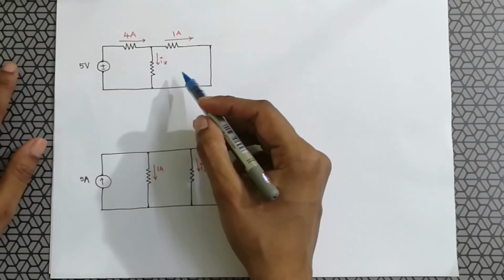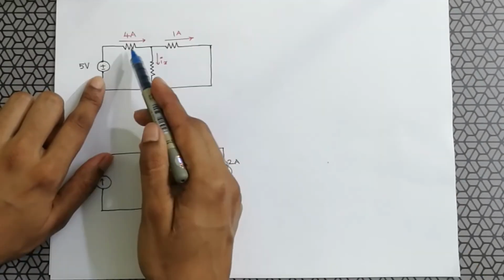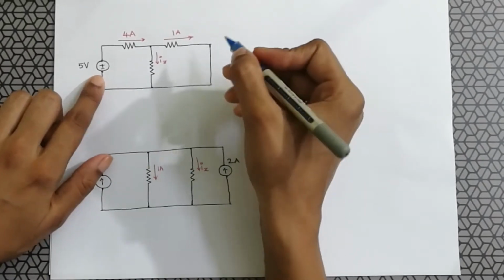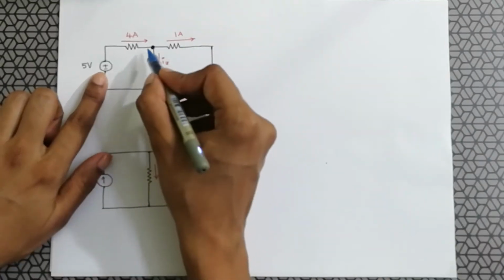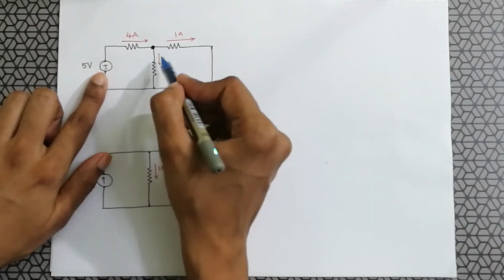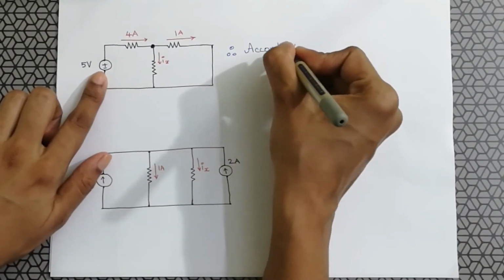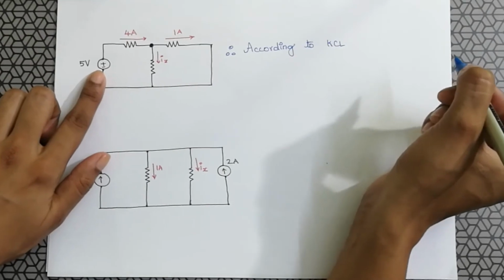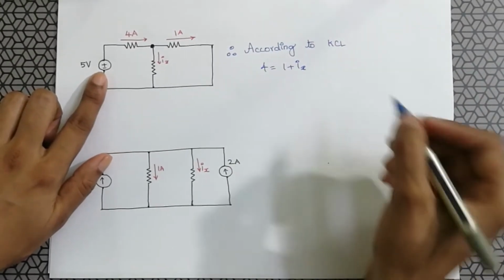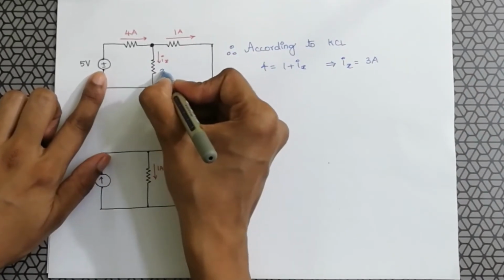In this network, we have a 5 volt source that supplies power and we have 3 resistors here. All 3 are absorbing currents from this 5 volt. It is given that 4 ampere is being supplied to this node and 1 ampere and Ix are leaving this node. Therefore, according to KCL, 4 is 1 plus Ix. This implies that Ix will be 3 ampere.